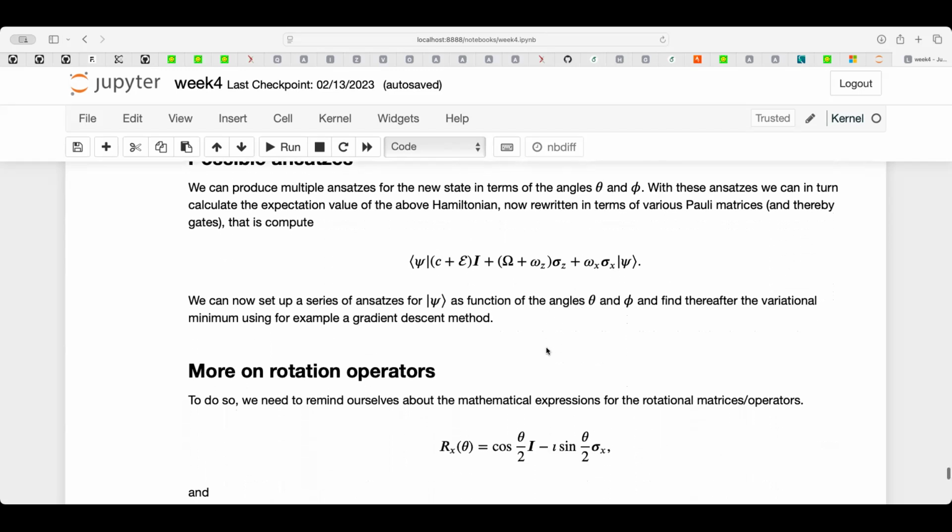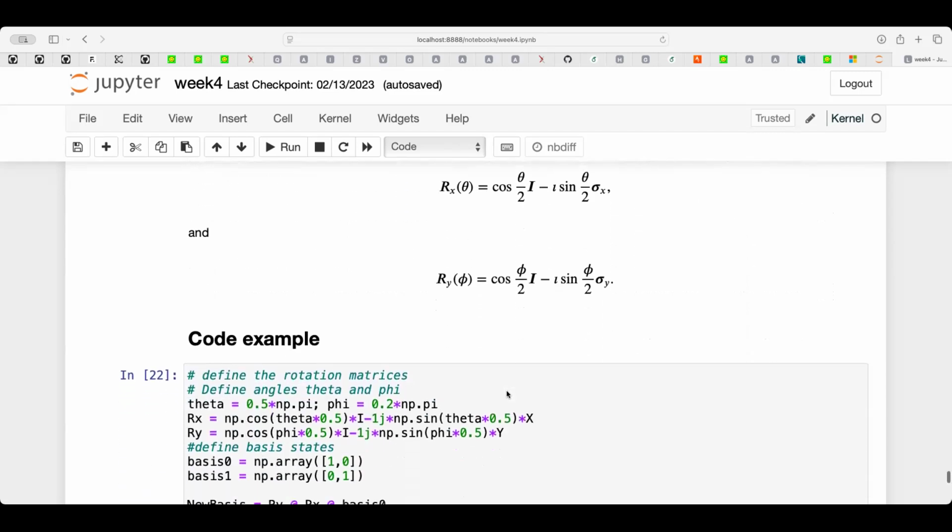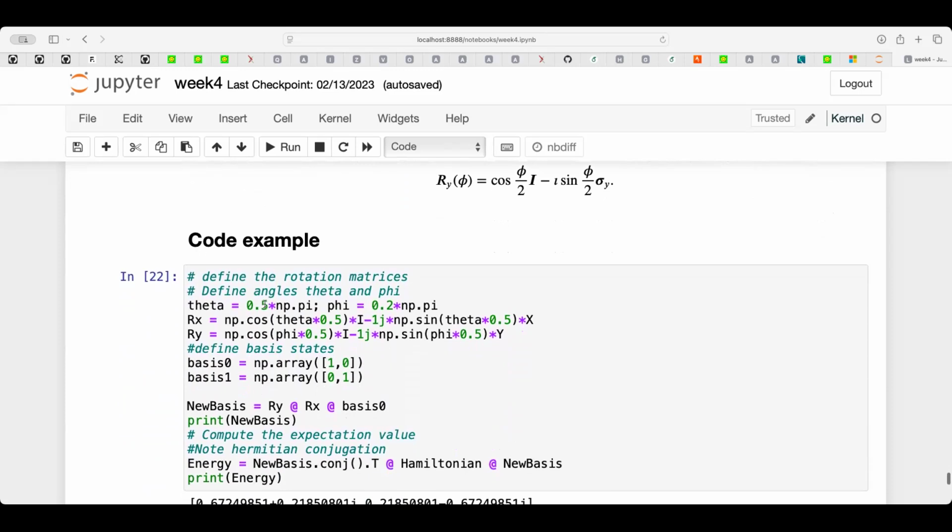this one. And I do my rotation. This is Rx and Ry. And I'm going to just pick random values for these angles. I have no idea what they are. And you can see here now, I just picked a value, which is pi half and 0.2 times pi.